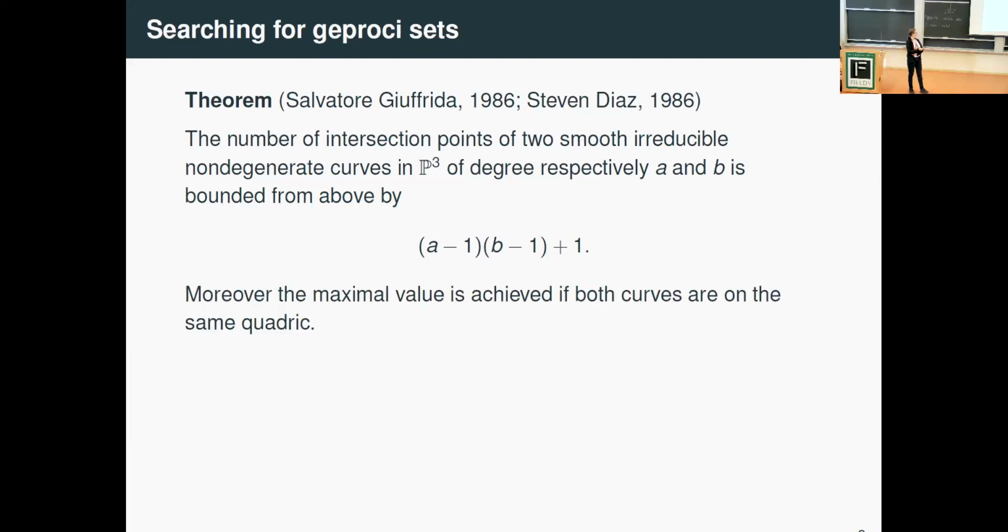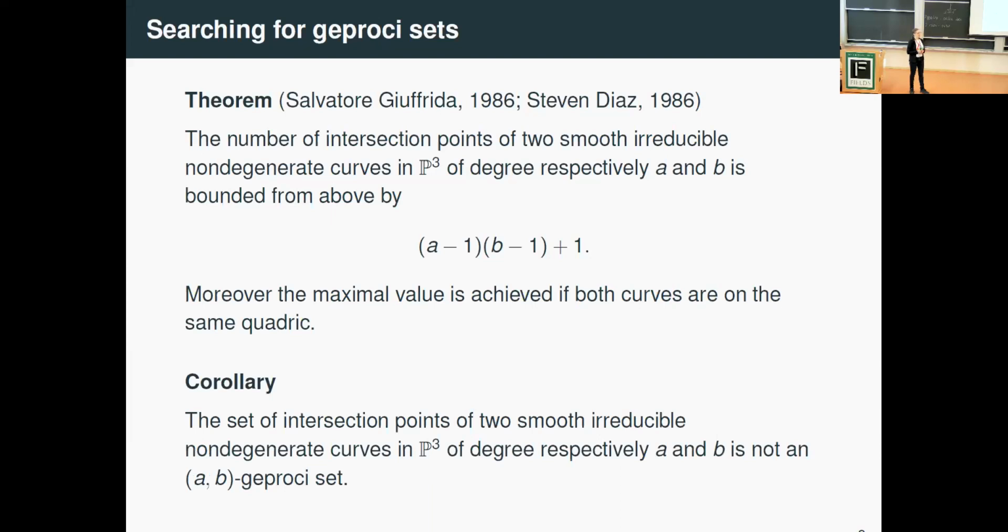Let me mention also the second part of the theorem. The maximal value is achieved if both curves are on the same quadric. I want to mention it because quadrics play a role here. So as I have already said, the set of intersection points of two smooth, irreducible, non-degenerate curves in P3 of degrees a and b is not an (a,b)-Geproci set. So we have to look for another method to construct or to give examples of such sets.